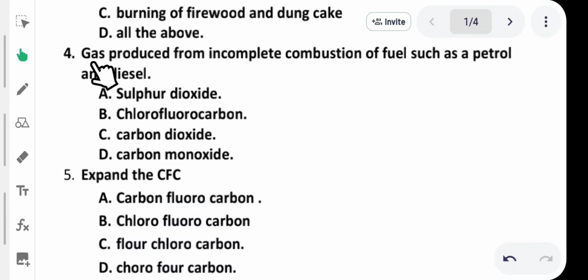Fourth question: gas produced from incomplete combustion of fuel such as petrol and diesel. Options: sulfur dioxide, chlorofluorocarbon, carbon dioxide, carbon monoxide. Here the answer is carbon monoxide.